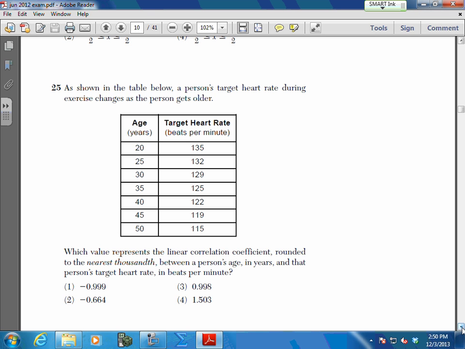In number 25, they're again looking for your linear correlation coefficient. This is the R when you do a linear regression. So we're going to put this in L1. We're going to put this in L2. We're going to do your linear regression, L1, L2, and we're going to look for your R, your correlation coefficient.